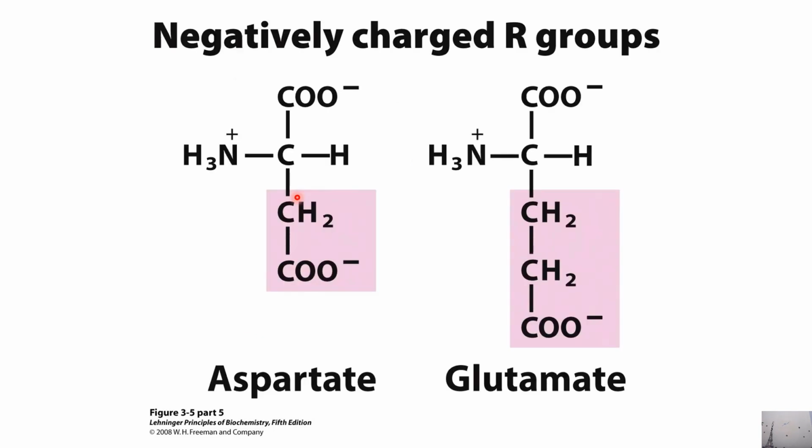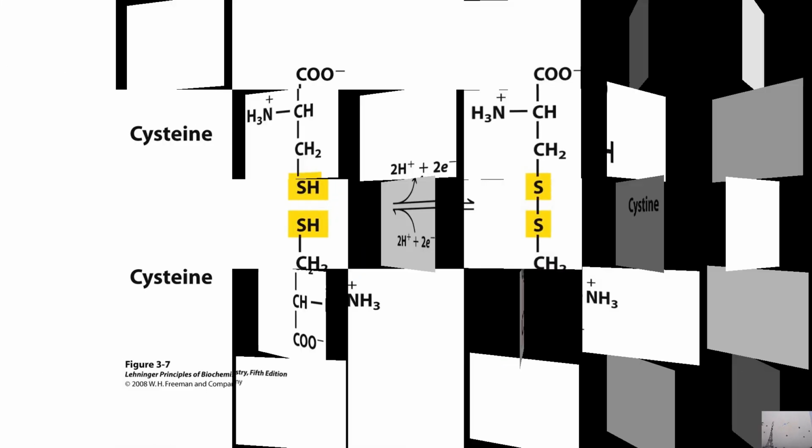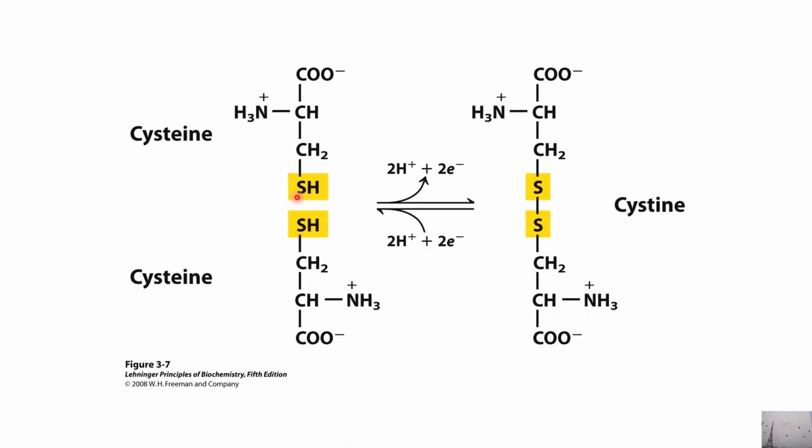Next, we have the negatively charged R groups. For this, we have aspartate and glutamate, the acidic amino acids. We have an extra COO- functional group in the side chain, which makes these amino acids negatively charged. So, for example, if you want to form disulfide linkages between cysteine and cysteine, we can bring them together with some reaction, and we can get cystine basically. You see the S bonds have attached. Sulfur have attached.